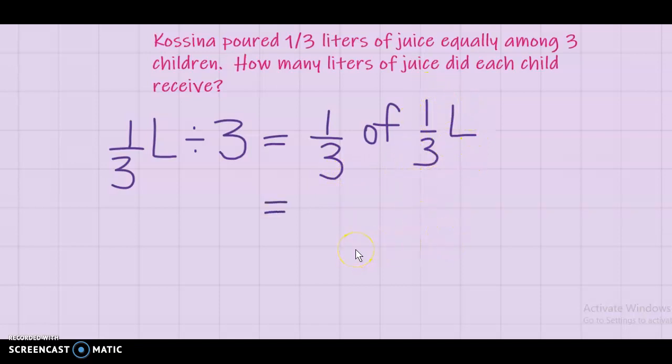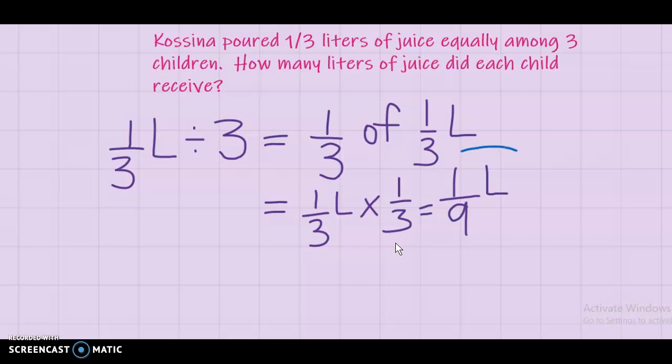We can also rewrite this as 1/3 liter times 1/3. And we multiply numerators, 1 times 1 is 1, and 3 times 3 is 9. So 1/9 liter, and this is how much each child will get. So each child gets 1/9 of a liter.